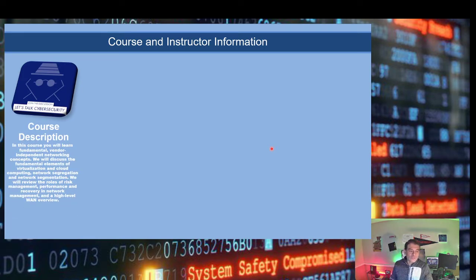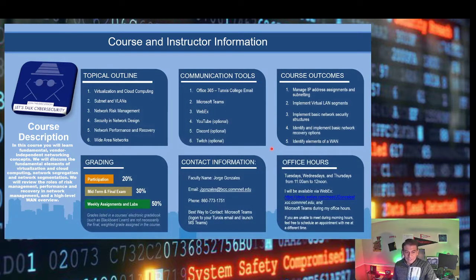So for the description of the course, you will be learning the fundamental vendor-independent networking concepts. We will discuss the fundamental elements of virtualization and cloud computing, network segregation and network segmentation. We will also review the roles of risk management, performance, and recovery in network management, as well as a high-level overview of wide area network. So that will be the course description.